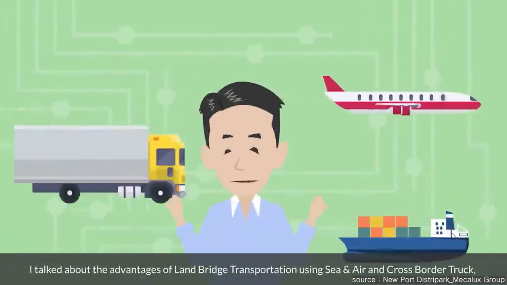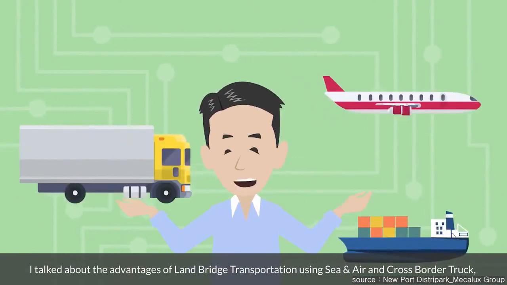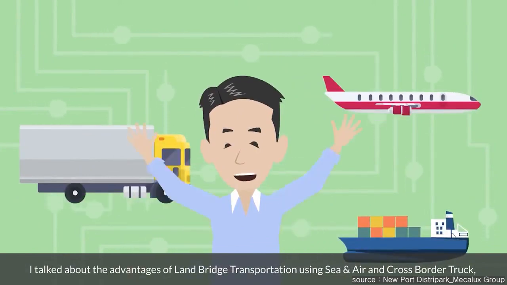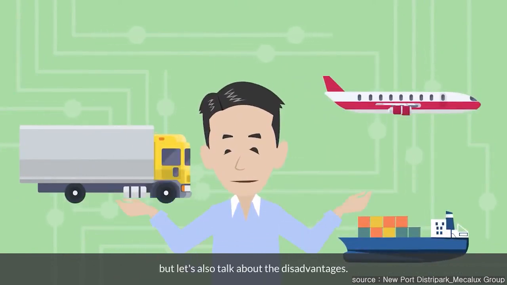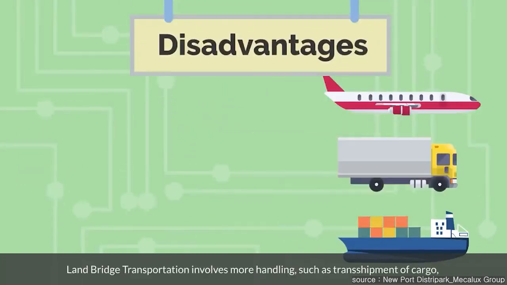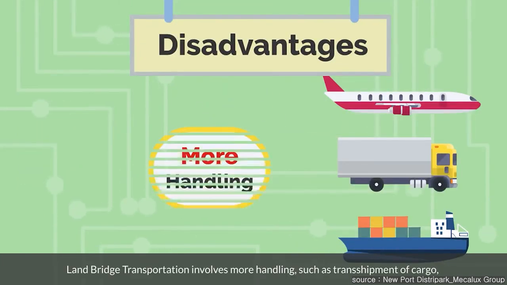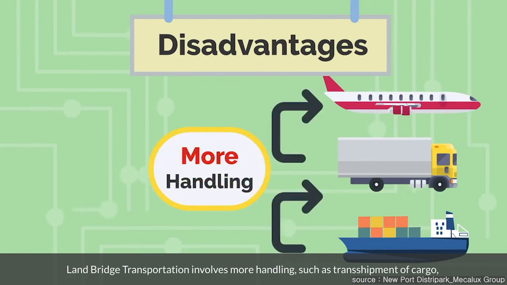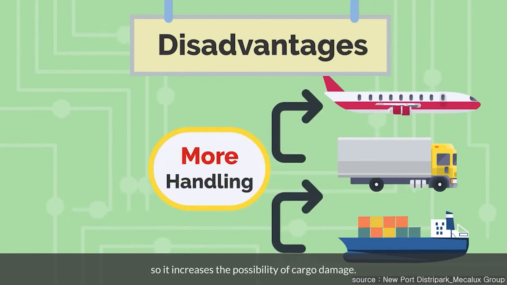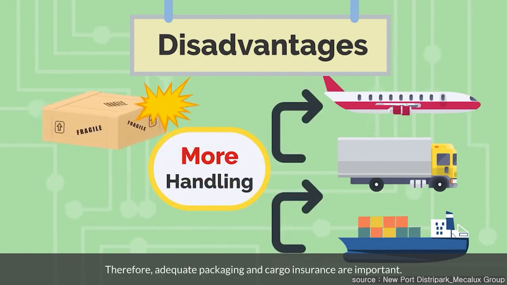I talked about the advantages of land bridge transportation using sea and air, air and cross-border truck, but let's also talk about the disadvantages. Land bridge transportation involves more handling, such as transshipment of cargo, so it increases the possibility of cargo damage. Therefore, adequate packaging and cargo insurance are important.